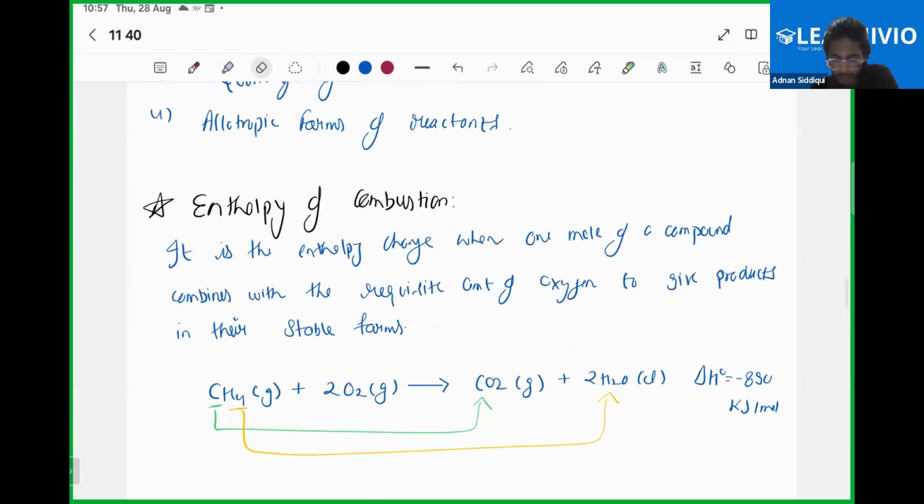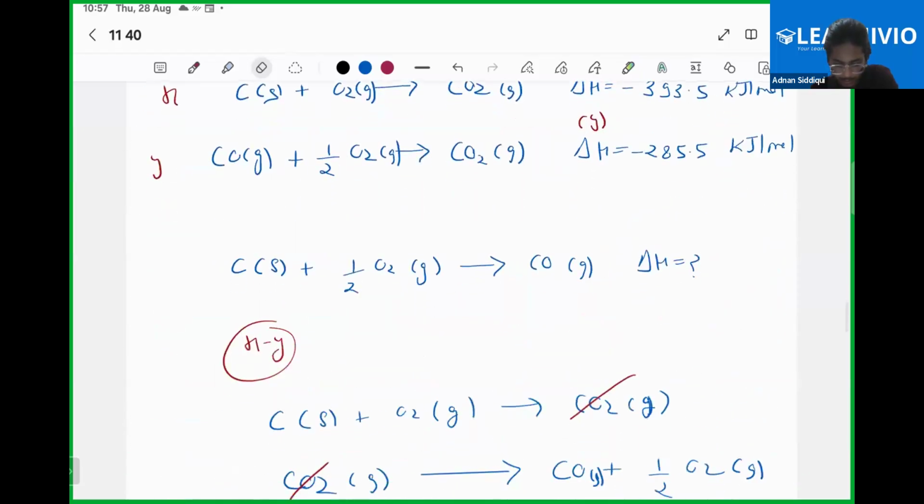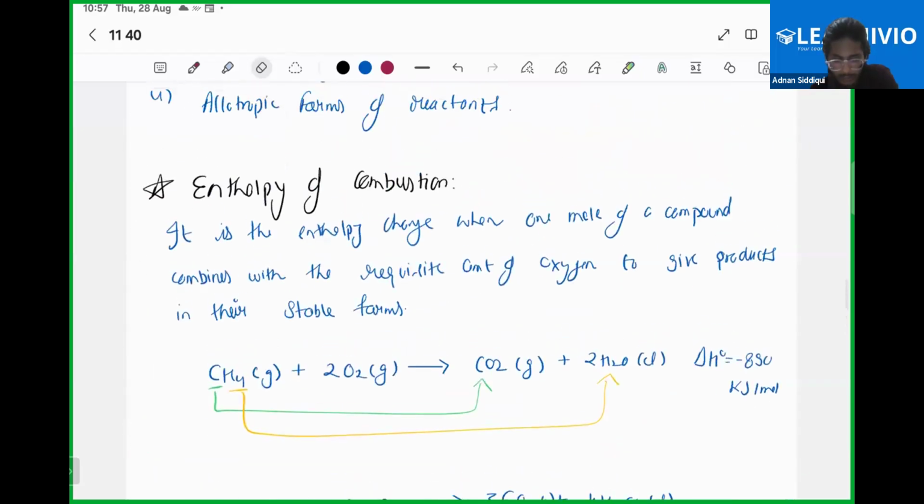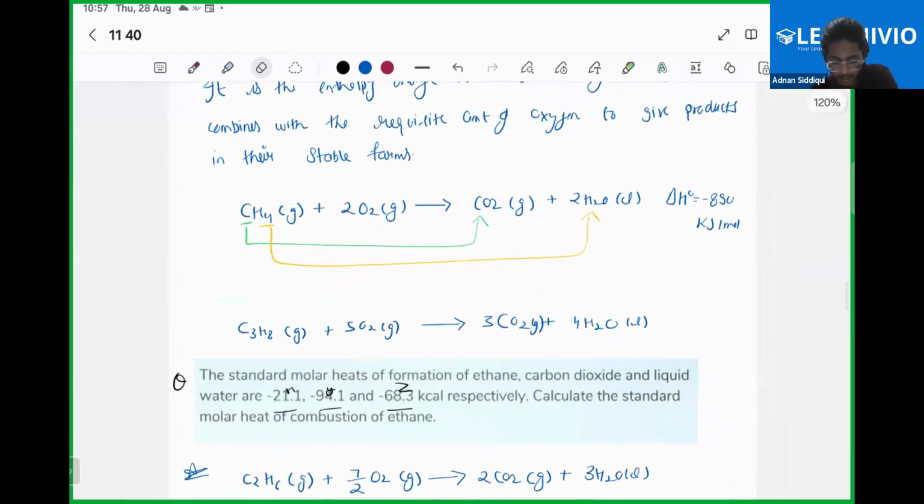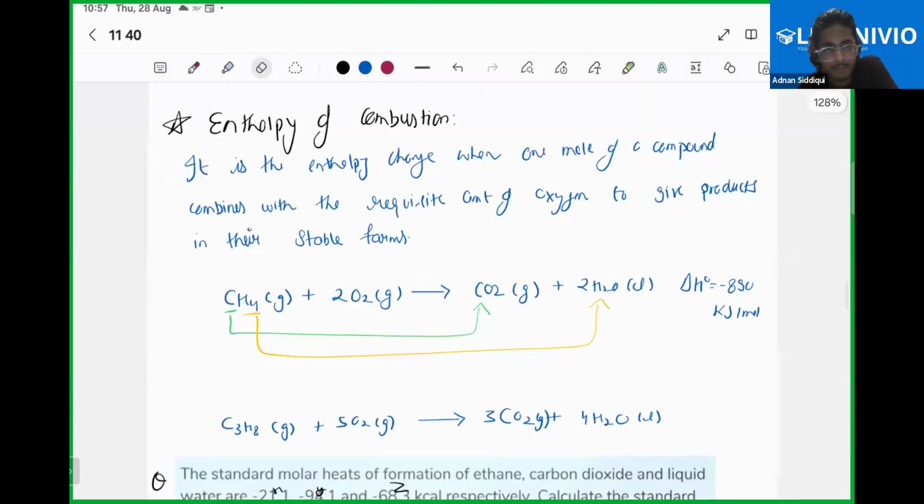Let us talk about this enthalpy of combustion as well. It is small, right? Just the definition part. We will do the numericals in the next class. Don't worry. What is combustion?